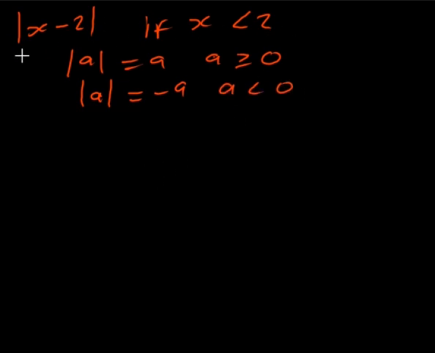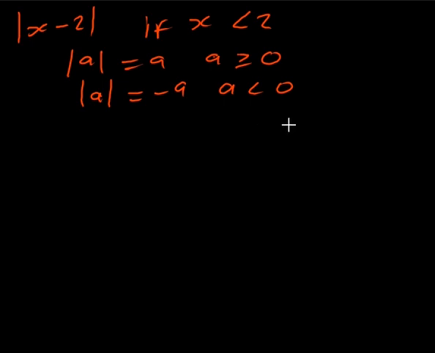In this case, we are told that x is less than 2. So if it's less than 2, then that implies that x minus 2 would be negative. For example, if I substitute a 1, which is less than 2, that would be minus 1. So everything in here is basically negative.